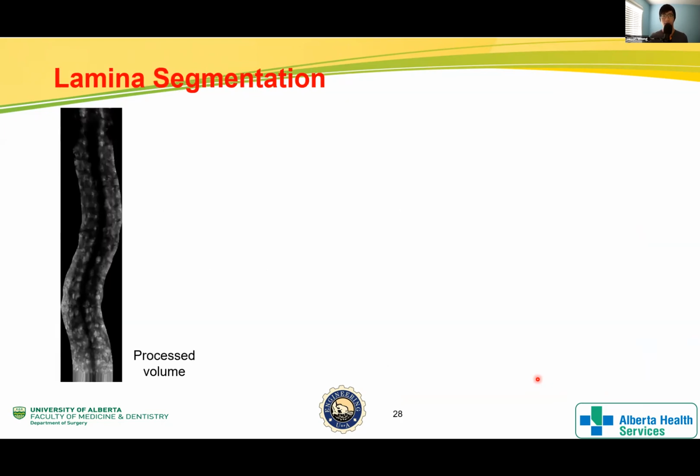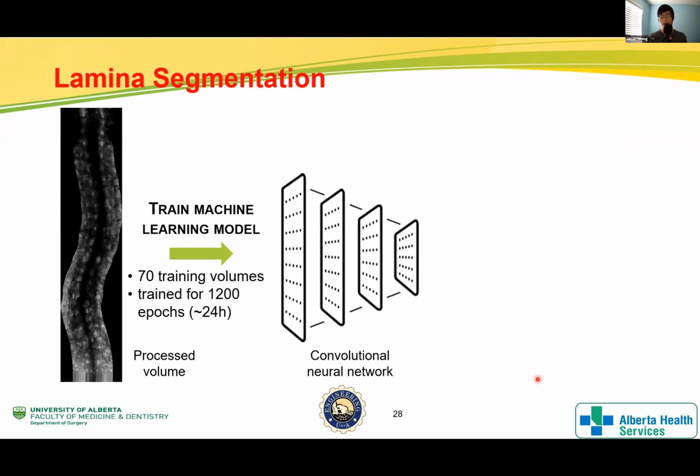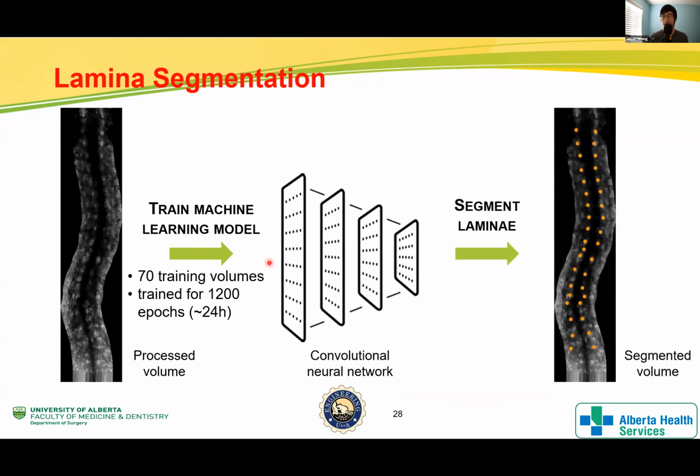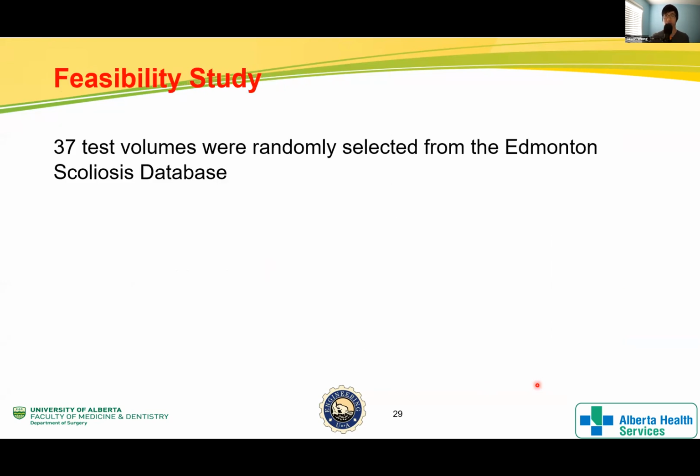And so now that we have our processed volumes, we can start looking towards training the machine learning model. So in our case, we use a convolutional neural network, very common for image and volume inputs, and it has been used in a lot of research. And we labeled 70 volumes. We use that as our training set, and then we train it for roughly 24 hours or 1200 epochs to get outputs like this. And so now we have a way to segment the laminae.